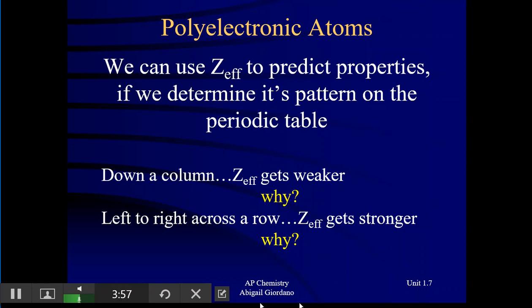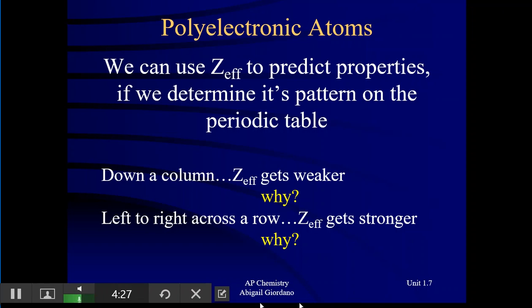Okay, so if we're looking at a column, let's again use the alkali metals, lithium versus francium at the bottom. Of those elements, lithium is going to have the strongest effective nuclear charge. Francium's valence electrons will experience the weakest effective nuclear charge. It's all to do with just the increasing number of energy levels. All right, now let's talk left to right.